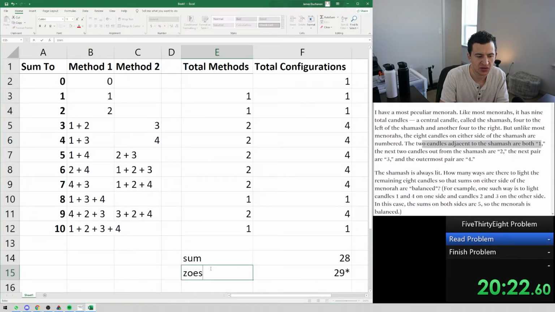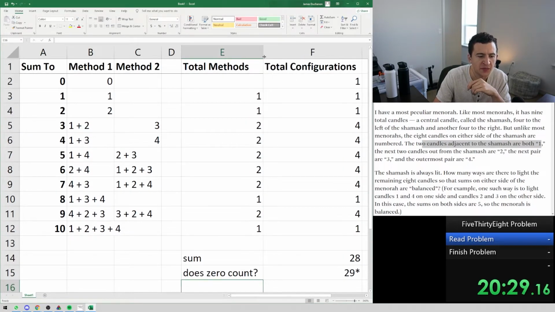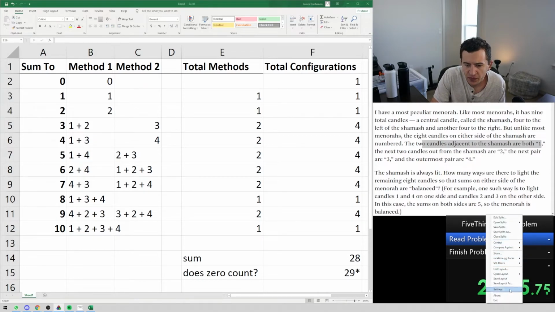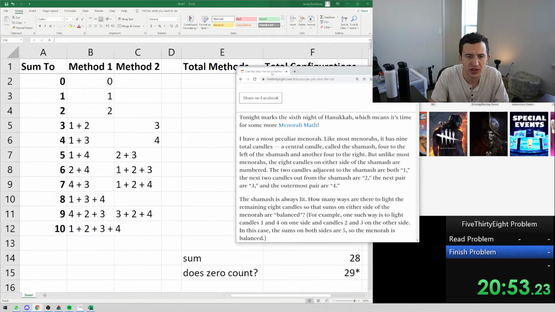Does 0 count? Because if it does, then there are 29. And so let's reread the problem. I don't know. We're about to finish the problem here. So let's reread the problem and make sure that we think we did it.